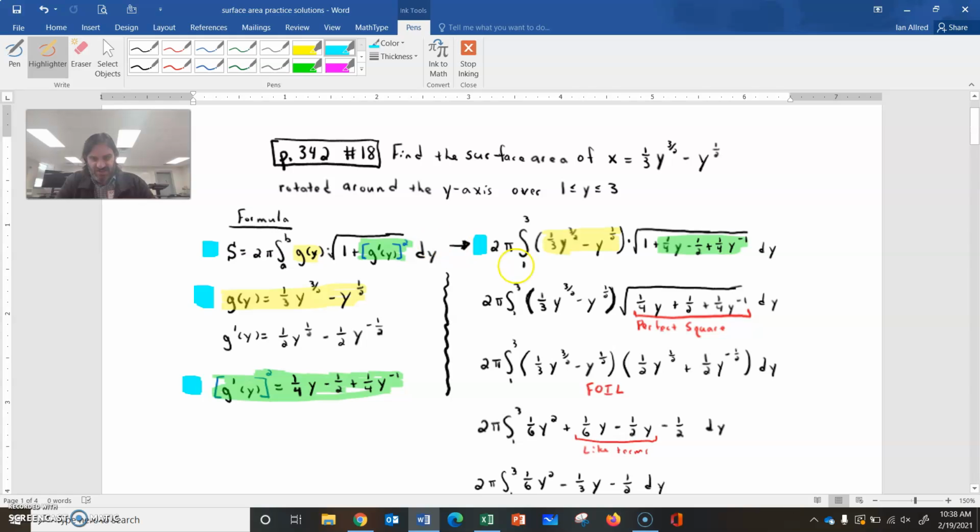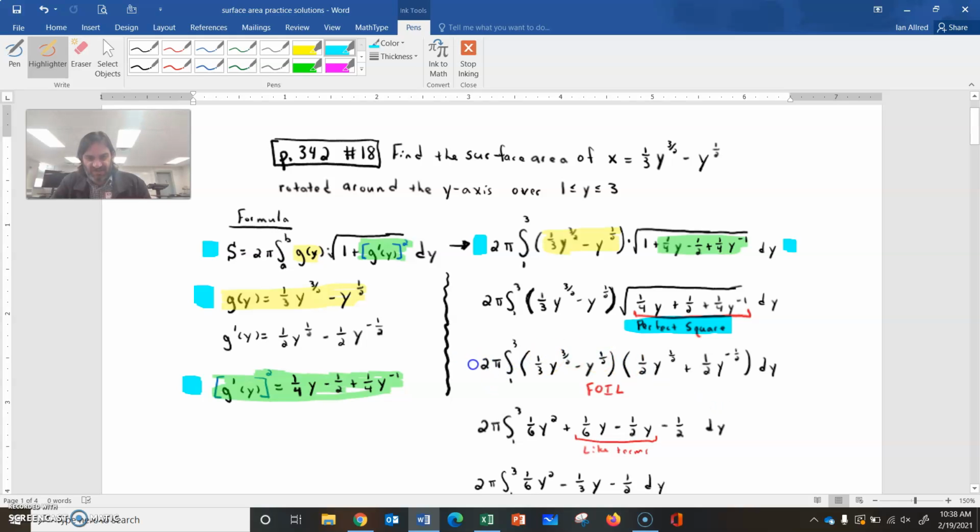And when it's all plugged in, we'll have 2 pi from endpoints 1 to 3, which we're given, of the function 1/3 y to the 3/2 minus y to the 1/2, and all that's times the square root of 1 plus what we just found, 1/4 y minus 1/2 plus 1/4 y to the negative 1, and all that will be integrated in terms of y. So under the square root, I add that 1 in, and it gives me a perfect square.